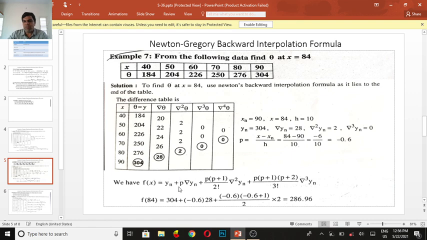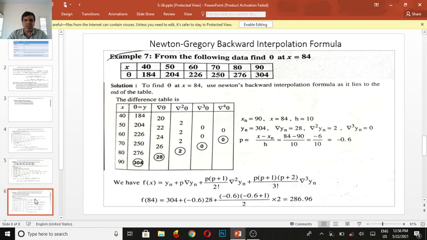Now substituting in the formula, f of x equals yn plus p delta yn plus p into p plus 1 by 2 factorial del square yn plus p into p plus 1 into p plus 2 by 3 factorial del cube yn plus etc. So substituting suitable values, yn we know, p we know, delta yn we know, del square yn we know. So totally we get 286.96. This value lies between 84 and 90, meaning it lies between 276 and 304.